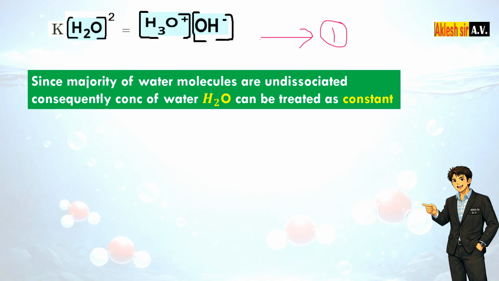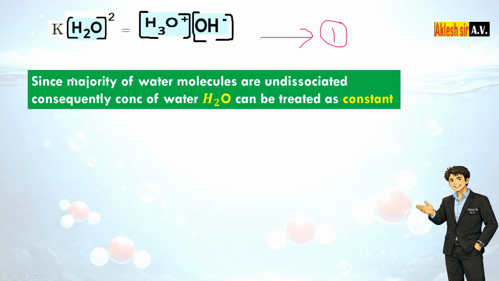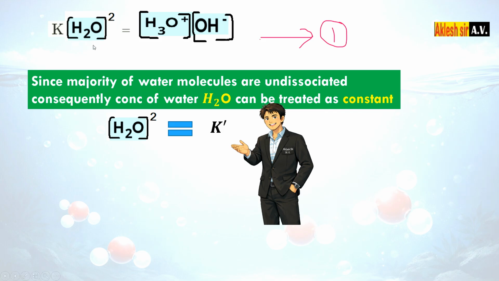Since the majority of the water molecules are undissociated, water dissociates only to a very small extent. So you can assume that the water concentration is almost constant, as it has dissociated very little. So K into H2O squared, which is almost constant, can be represented as K dash. Instead of writing H2O whole square, we will write K dash.